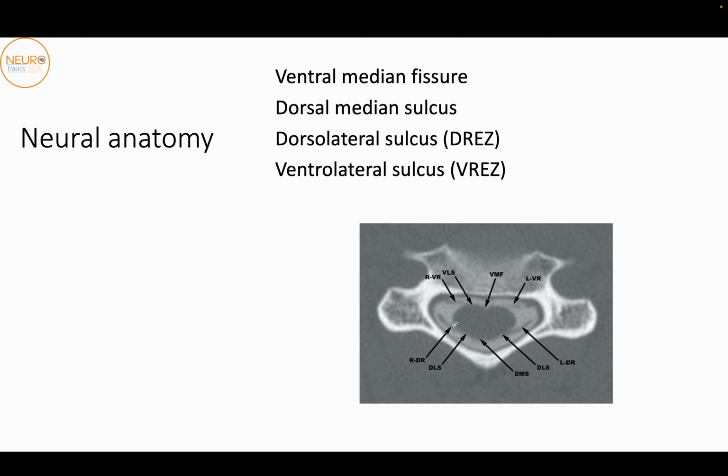There are structures you can identify within the cervical spine. So there's a ventral median fissure, there's a dorsal median sulcus which can be seen. There is also the dorsolateral sulcus, and that is the root entry zone of the dorsal nerve root. There's also a ventrolateral sulcus, which is the root entry zone of the ventral nerve root. So this can be seen on a CT or an MR myelogram.